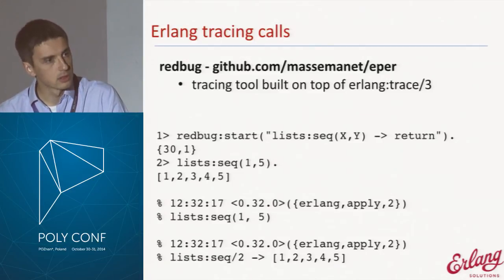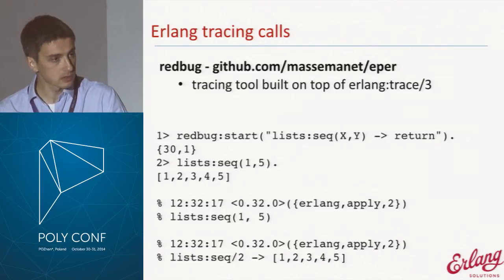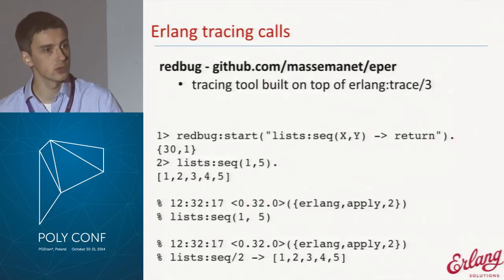And what happened here is the Redback has printed 2 events. One, about the fact that a process with PID32 called list sequence with these parameters. You can see which process called which function with what parameters. So you have all you need. This is what you would typically put in your printout. And then once the function returns, we also get an event, and we can see what it returned. A list of 5 integers.